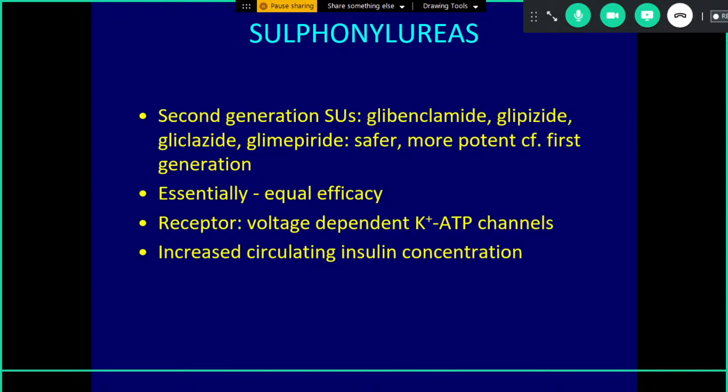They're about the same efficacy. So, if you're giving the maximum dose of one of these sulfonylureas and it's not doing its job, it's not sensible to replace it with another sulfonylurea. It's not going to work, right? They basically act at the voltage-dependent potassium ATP channels. They close these channels. They open the calcium channels in the process. Calcium comes in and calcium causes insulin release.